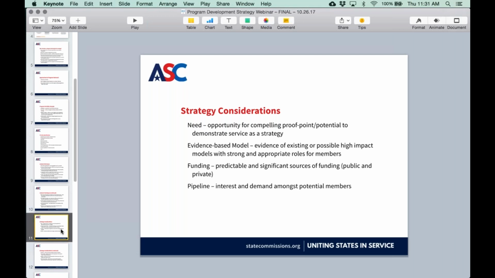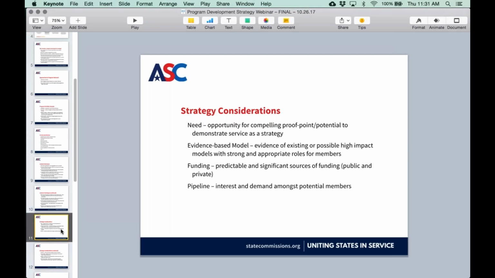Evidence-based model. As you all know, an important part of being successful in securing AmeriCorps funding at this point in time is really focusing on an evidence base. Now, we know that the Corporation continues to fund programs that are in the preliminary stage of evidence, but if you have an evidence-based model, that certainly gives you a leg up in many ways, so that's something to think about. Is there existing evidence that this program could be a high-impact program, and does it also have strong and appropriate roles for members? I think that's important to think about too. Again, what are the members going to be doing specifically, and how will that impact the community need?